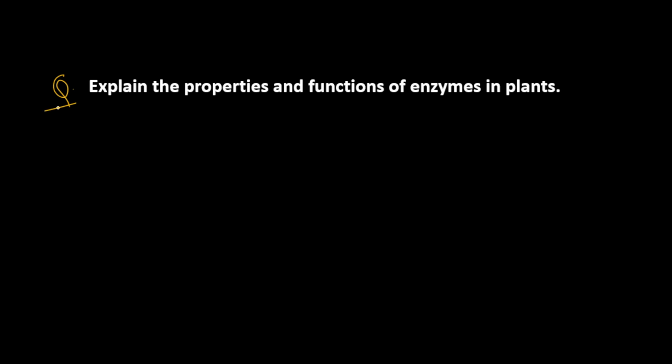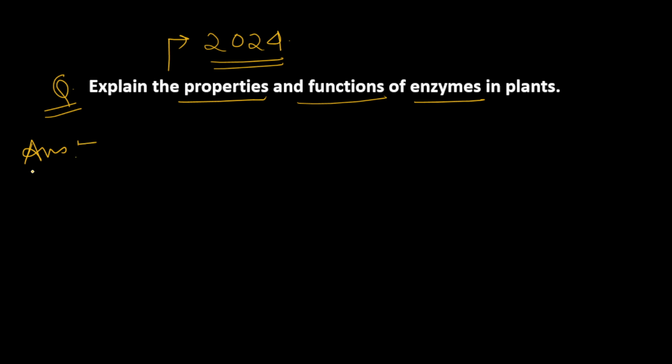So today we are going to discuss the next question of our agriculture optional answer writing practice series. And today's question is: explain the properties and functions of enzymes in plants. This question was asked in last year's agriculture optional paper of UPSC Civil Services examination, that is, the optional paper of UPSC 2024. So we will see how we can approach the answer and we will discuss the important points. So let's start the answer.